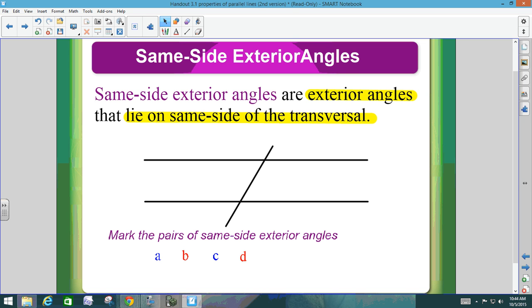When you're identifying these, the two lines do not have to be parallel. Sometimes they will be, sometimes they won't be.